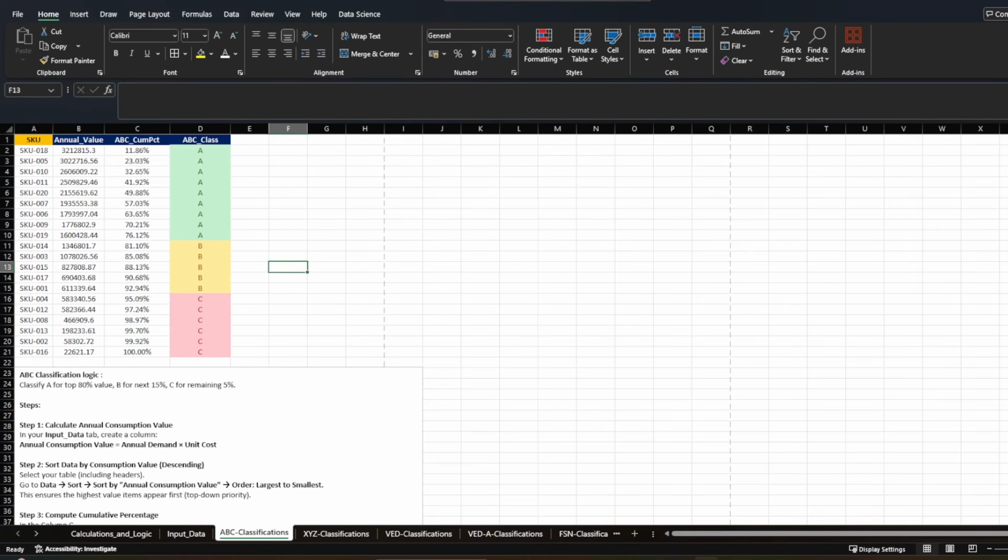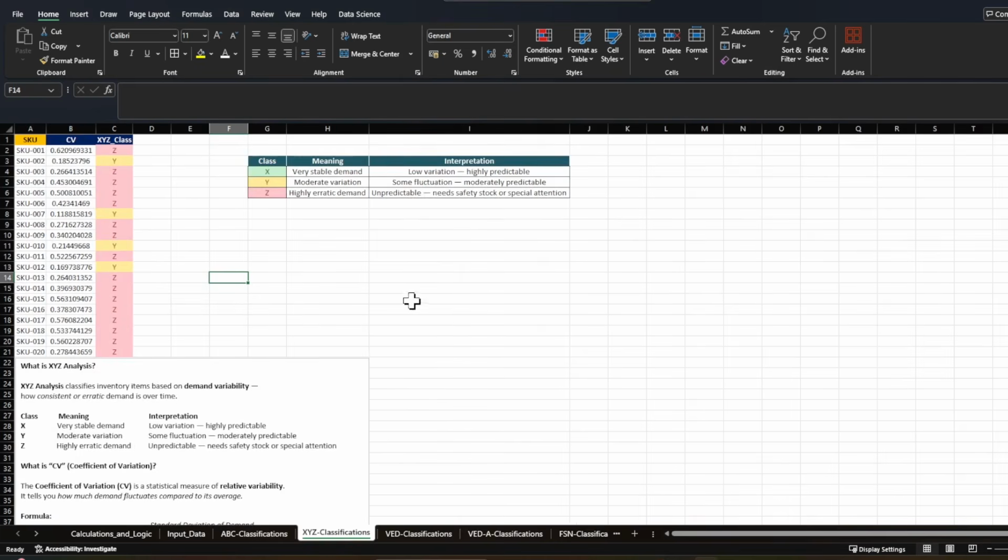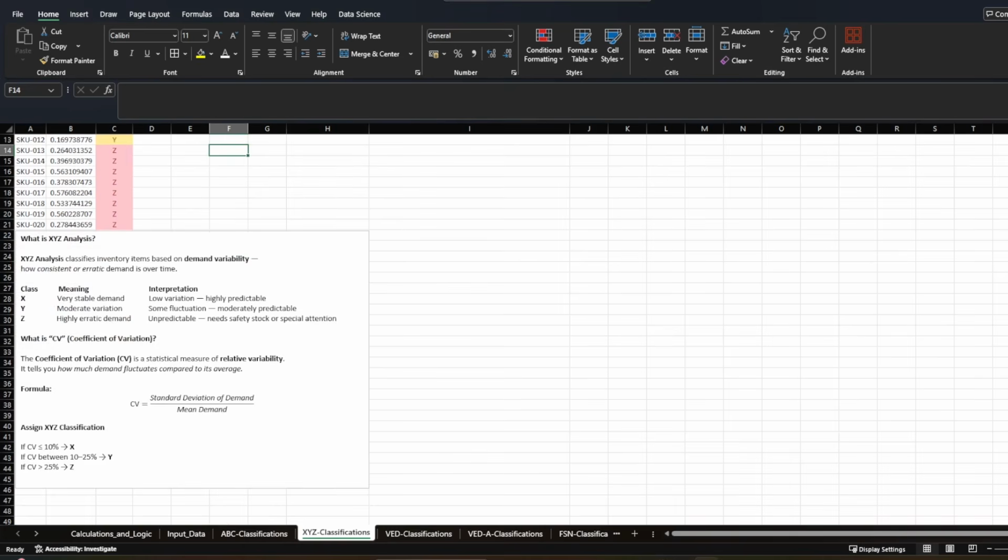Now moving to the XYZ classification. So this is again a different classification. Usually people get confused between ABC and XYZ and say that these are similar, but they are not. ABC was value based, but XYZ analysis is based on demand variability. And we can check how consistent or erratic the demand is for a particular item.